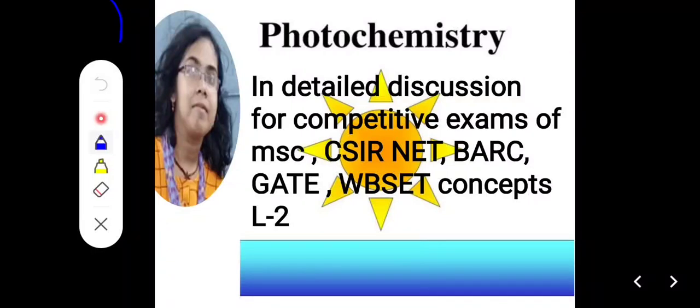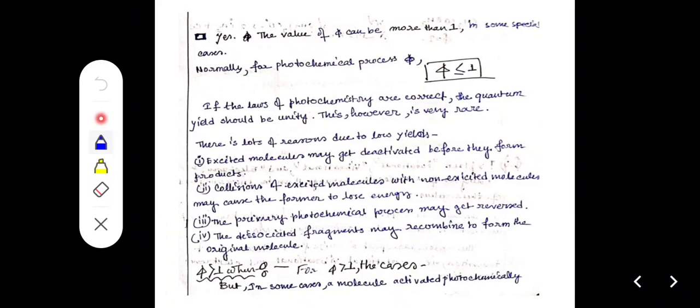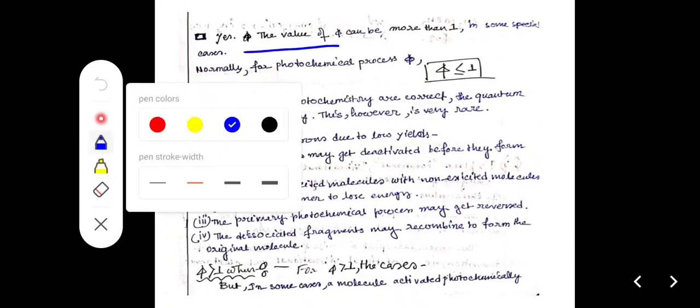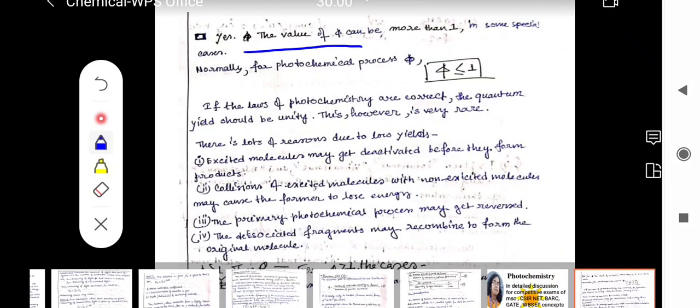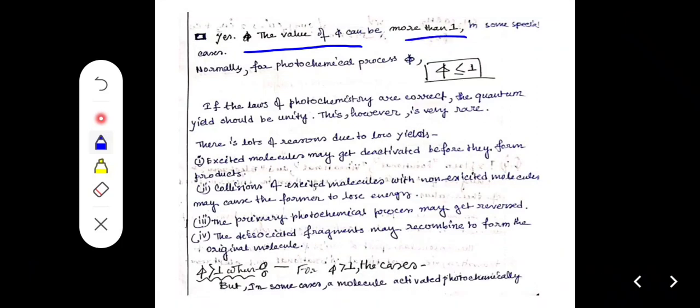Okay, photochemistry. Now the question arises: can psi have a value greater than 1? The answer is yes. The value of psi can be more than 1, but only in some special cases. Normally for any photochemical process, psi should be less than or equal to 1. Maybe less than 1, maybe equal to 1.